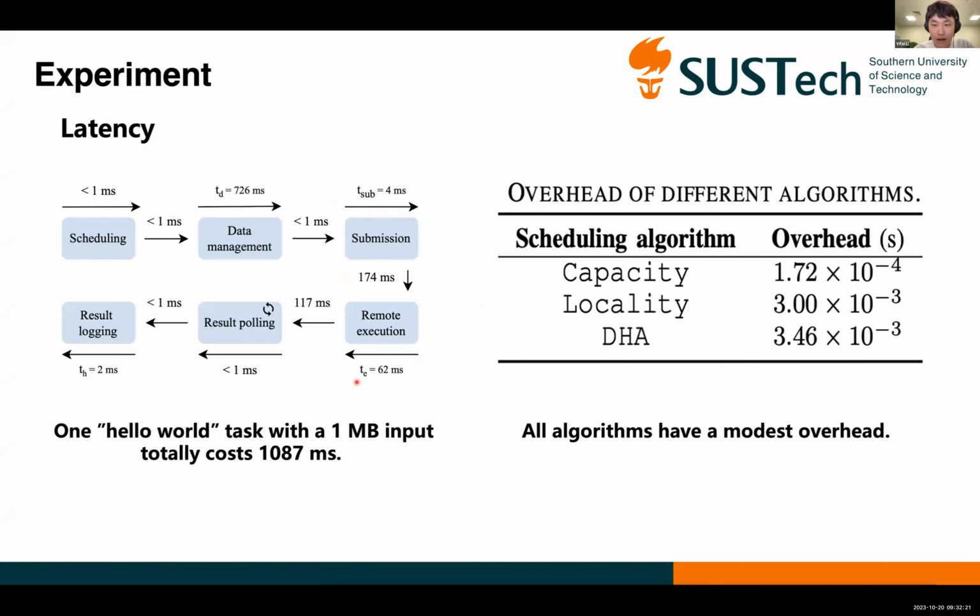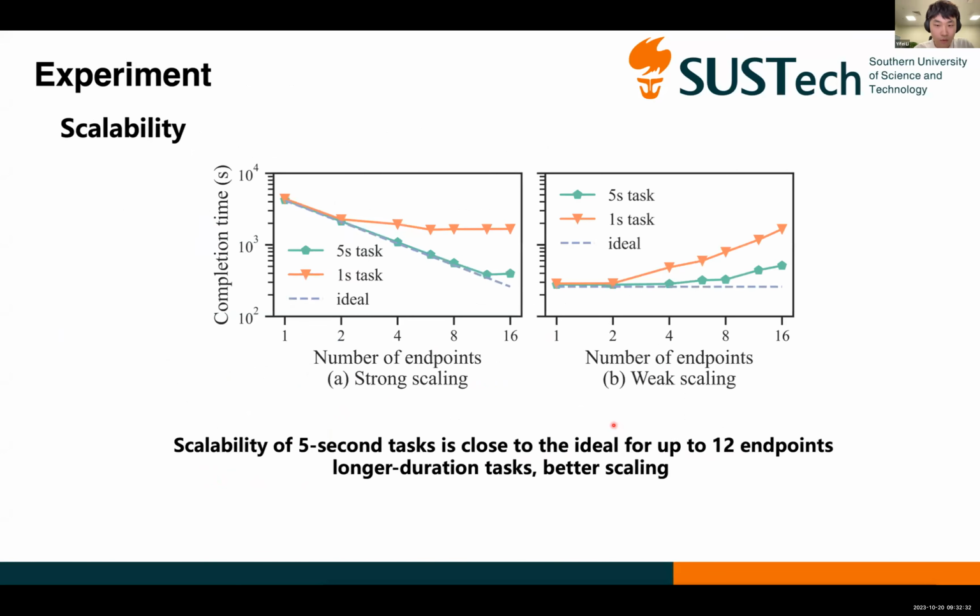We have done an experiment on latency. The latency of UniFaaS is completely acceptable, and all the algorithms have a modest overhead. We also did a scalability experiment. From this figure, we can see that UniFaaS has near-ideal scaling performance when it processes 5-second stress tasks. And this scaling performance is already sufficient for our scenario.